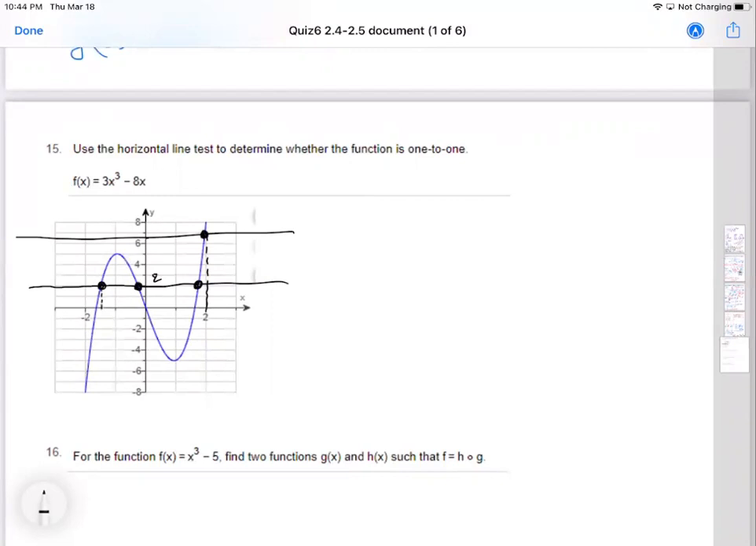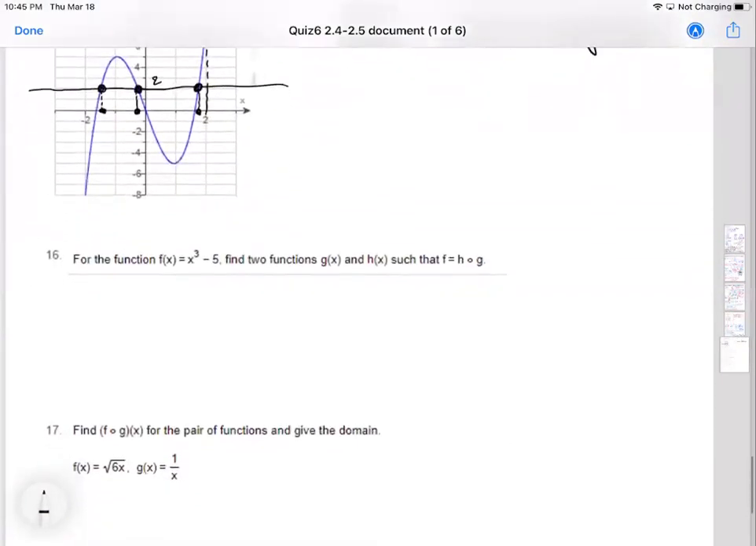So here's the first one. Here's the second one. And here's the third one. So 3 different x's map to 2. So this means that this is not a 1-to-1 function, because we have some y values that are outputs for 3 different x values.